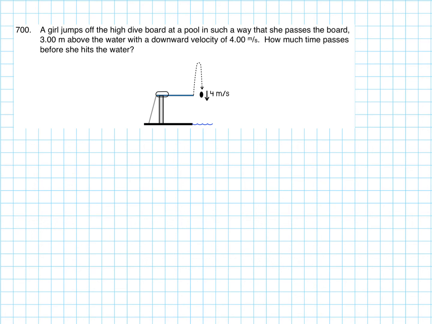A girl jumps off a high dive board in a pool in such a way that she passes the board 3 meters above the water with a downward velocity of 4 meters per second. How much time passes before she hits the water? So let's kind of complete the picture that's up here. At this point, she's going to fall an additional 3 meters down to the water.